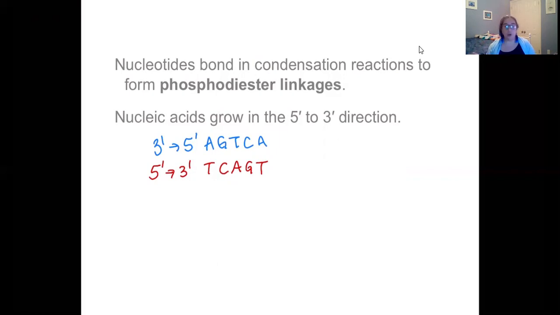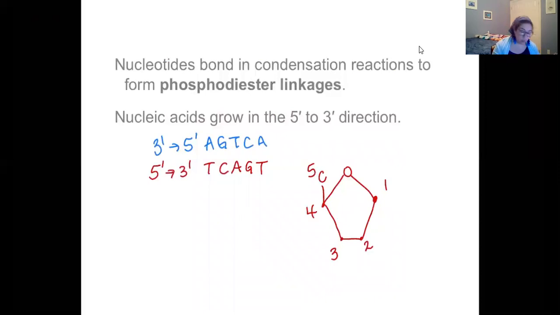What those numbers are referring to is the carbons that are on the deoxyribose or the ribose. So if we draw one more time the deoxyribose, this is carbon number 1, carbon number 2, 3, 4, and this is carbon number 5. Again, I know this is deoxyribose because right here at carbon number 2, I didn't draw a hydroxyl group. That's how I know that this is deoxyribose.